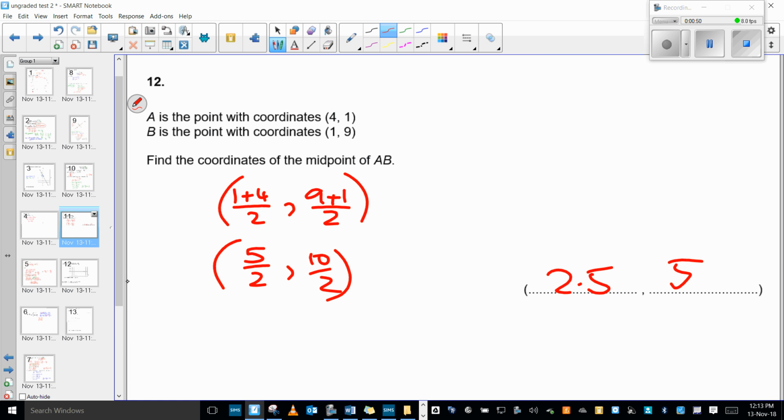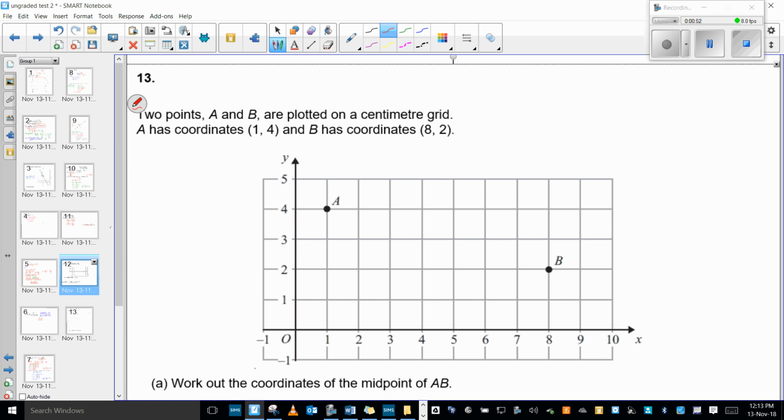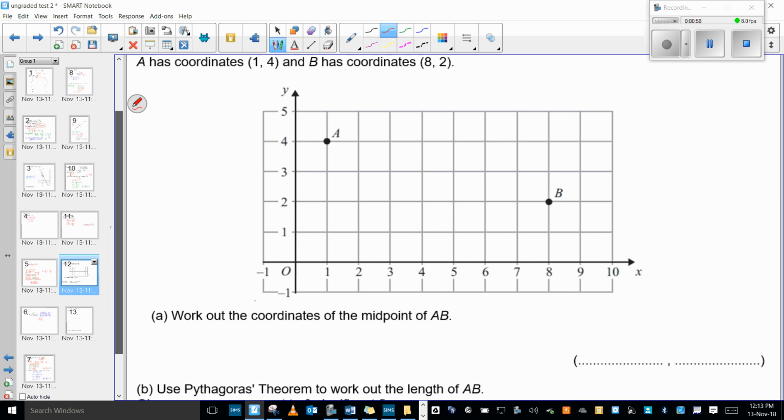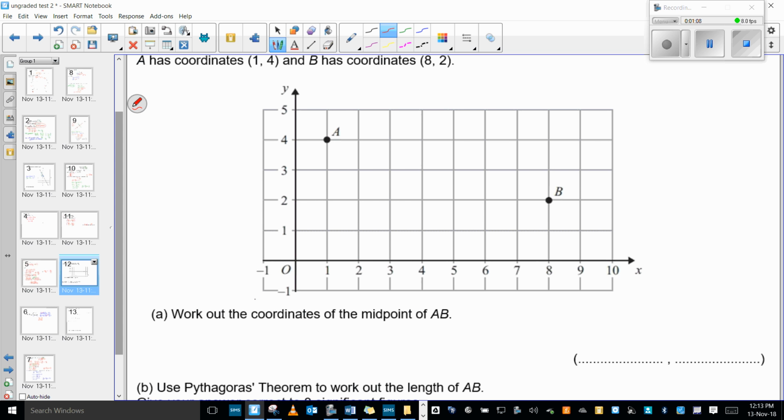Two points are plotted, and they've told you the coordinates, to work out the coordinates for the midpoint. That's doing what we just did, Lara. On the midpoint? So you would do the same equation. Yep. So you do 2 minus 4 over 2.